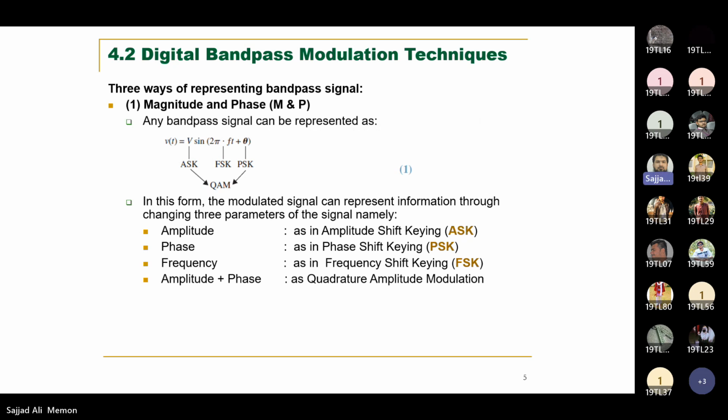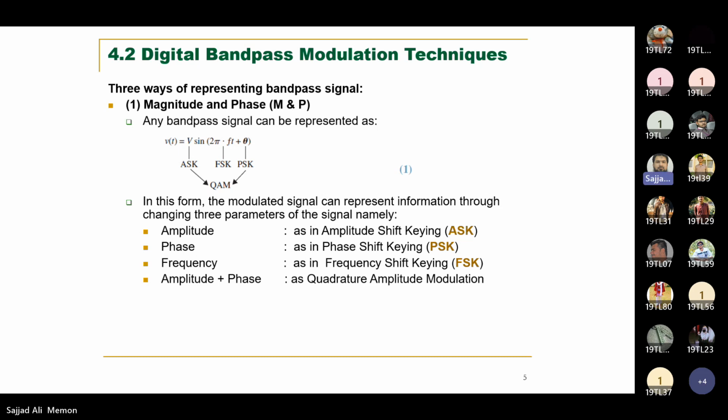Now, digital band pass modulation techniques: there are three ways of representing a band pass signal. In that we have ASK, amplitude shift keying, phase shift keying, frequency shift keying, and quadrature amplitude modulation, which is the combination of amplitude plus phase. As the name suggests, amplitude shifting means we will be shifting the information in the amplitude of the carrier, and we will be shifting the phase so that we can modulate the information over the carrier, same in the frequency.